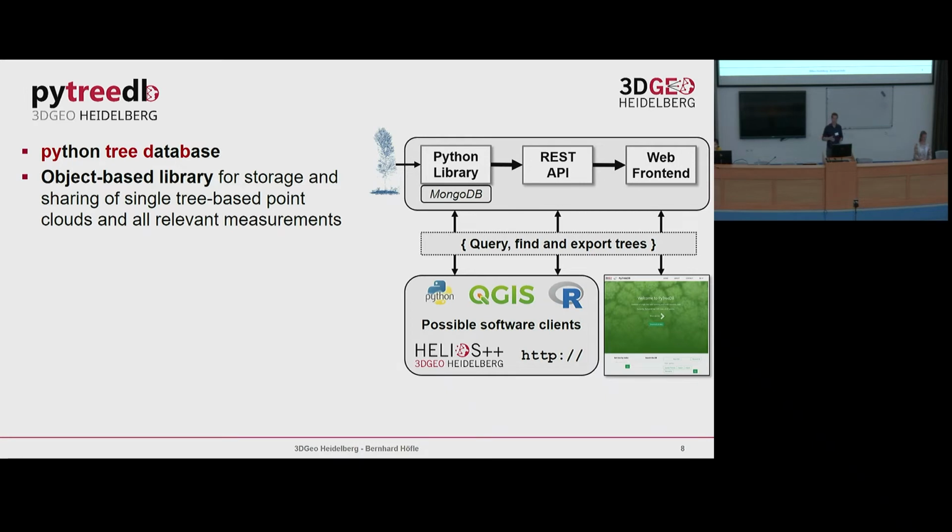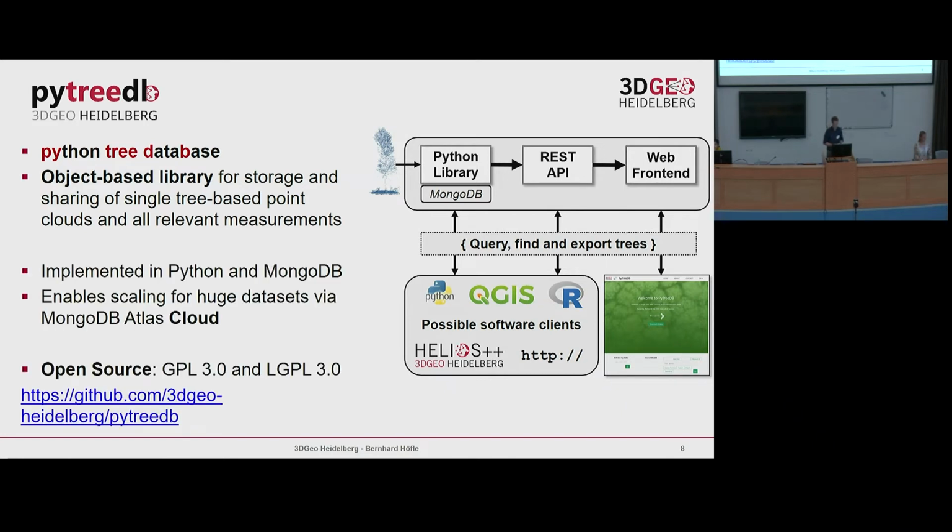Now, making a soft cut, I would say, I switched to pytreedb, the tree database. It's an object-based library, so it's not a relational database with prefixed tables and so on. So you can simply add features to the object, and it's implemented in Python and MongoDB. But as you can see here on the right side, it has different interfaces for how you can use this library.